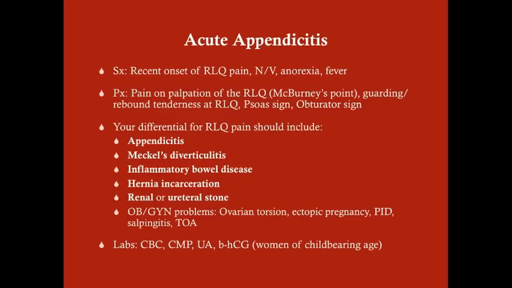All right, so your differential for right lower quadrant pain, in addition to appendicitis, should include Meckel's diverticulitis, which I'll show at the very end. It is pretty much the exact same thing as appendicitis, but it is a sort of distinct entity. Inflammatory bowel disease should be set apart by a more chronic pain that's come and gone, and they usually have blood in their stool. Hernia incarceration will be diagnosed on imaging.